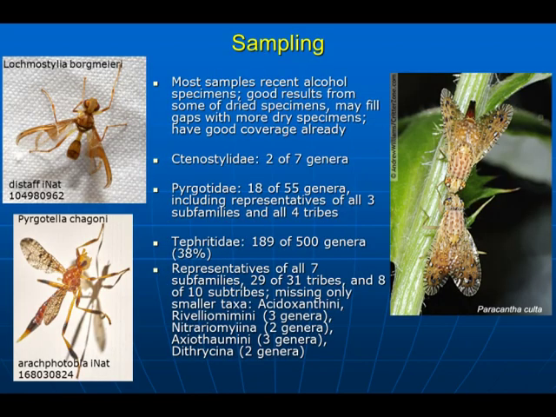So most of our samples are recent alcohol specimens, but we do have good results from some of the dried specimens we've tried. So that may help us to fill in more of the gaps in the sampling. But we do have pretty good coverage already. We have 2 genera of Tenostylidae. We have 18 genera of Pyrgodidae, including representatives of all the subfamilies and tribes. We have almost 40% of the 500 Tephritidae genera, including representatives of all 7 subfamilies and most of the tribes and subtribes.